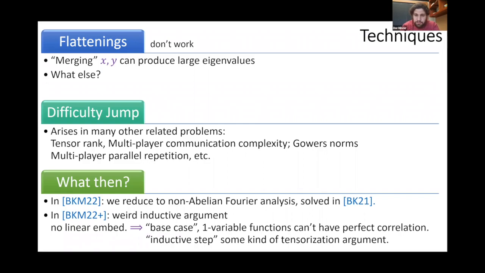And to apply it for general predicates, we actually had to go for some kind of weird inductive argument, and the only thing that I can say about it is that I think that it works. But basically, this inductive argument says that the fact that you don't have any linear embedding corresponds to some base case, meaning that for a one-variate function, you cannot achieve perfect correlation of 1. And then for an n-variate function, you need to do some tensorization argument that says that this correlation decays with n. And I think that it's true, and I think that it works, but it's non-trivial. Let's put it that way.